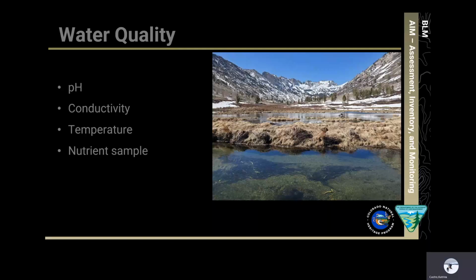Additionally, collecting water quality data early in the day will limit the impact of diurnal changes in water quality due to temperature fluctuations and metabolic activity of organisms in the water. For the purposes of the lentic AIM program, we collect pH, conductivity, temperature, and a nutrient sample.